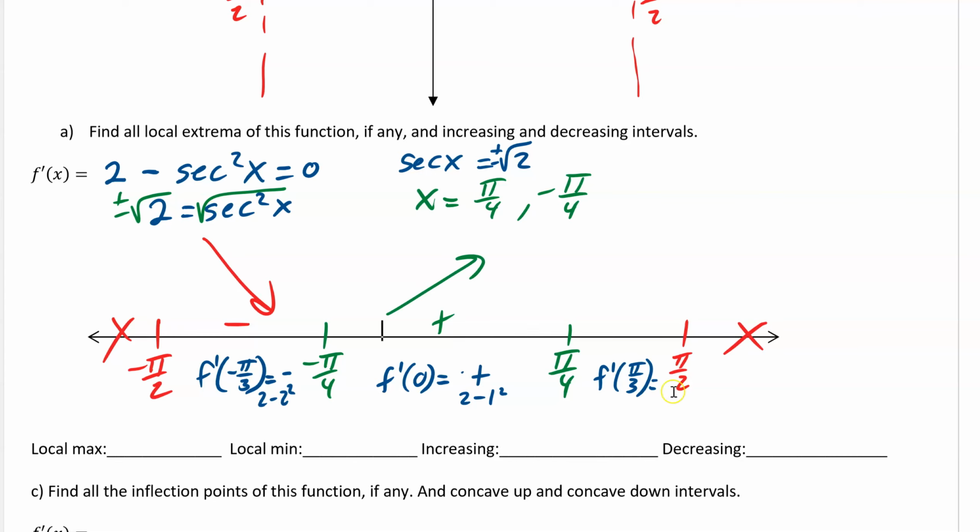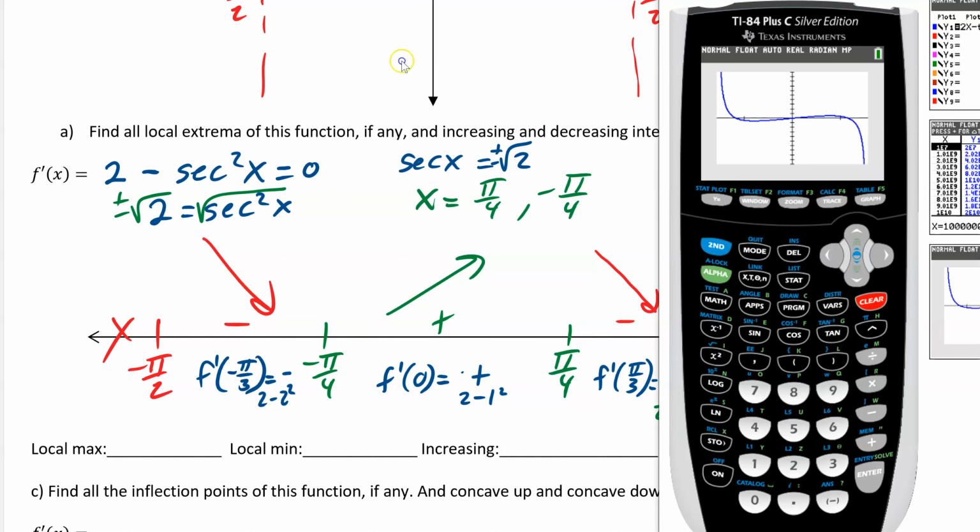And then on the end part right here, f of pi over 3 is just going to be the same situation here. We're going to end up with 2 minus 2 squared, which again is negative. So it's negative and it's decreasing. So we're going to be getting a local min here at negative pi over 4. So let's test that. Trace negative, second, pi divided by 4, hit enter, and it says negative 0.570793.